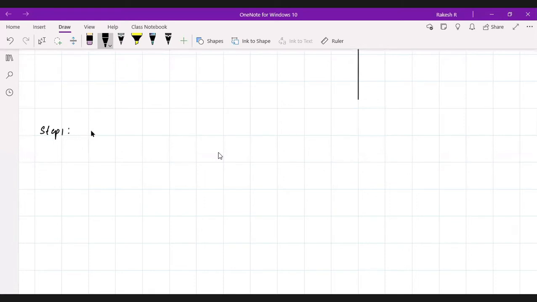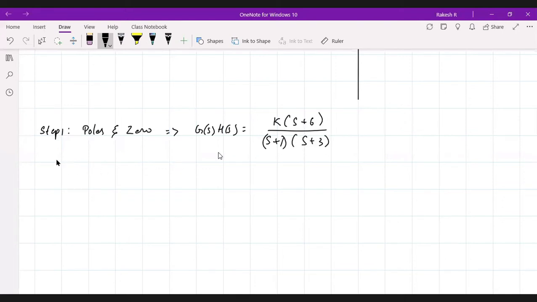Now, step 1. What is step 1? We need to locate poles and zeros. The question is given as G(s) H(s) equals K into (s plus 6) divided by (s plus 1) into (s plus 3). Right. Now, first we shall go with the zeros.